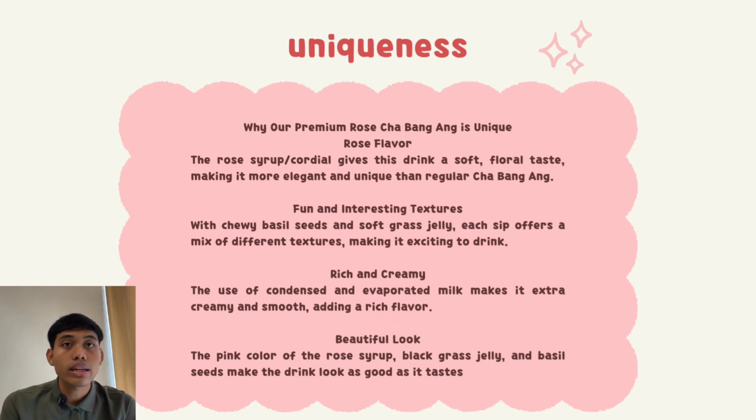The second one is our cabang ang has a more fun and interesting texture because we use basil seeds and we soak them until they expand, so they are chewy when bitten, along with soft grass jelly also. Every sip offers a mix of different textures, which makes it exciting to drink.